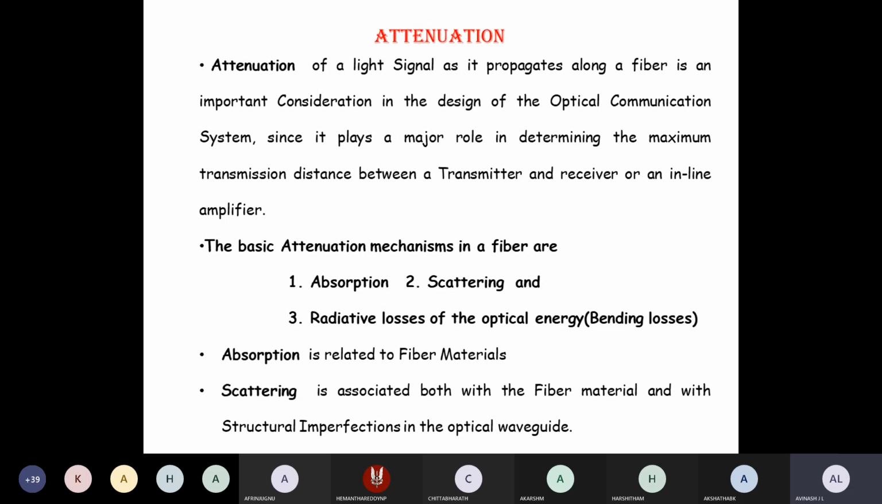And once you choose the correct material also, there are some imperfections, like manufacturing defects. So in the fiber, there are some imperfections, like some bend, some uneven structure. So what exactly happens when the wave is hitting that particular part? Definitely, once it hits that part, the wave is getting scattered. So that particular process is called what? Scattering. Please make a note of it. Scattering is associated both with the fiber material and with structural imperfections in the optical waveguide.